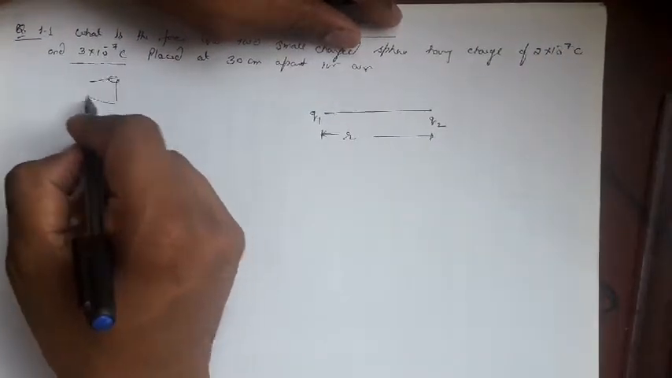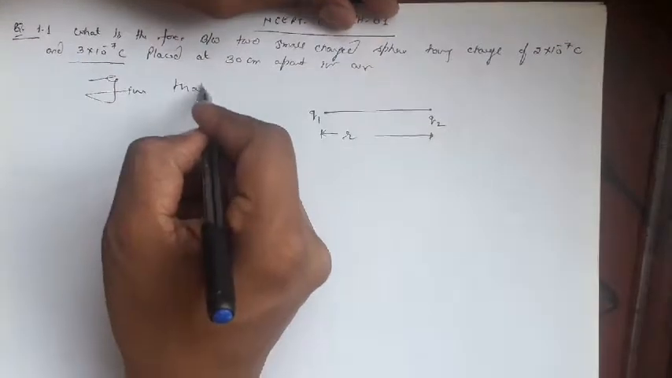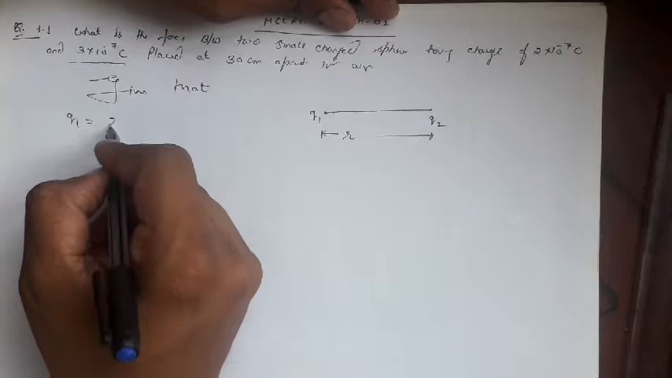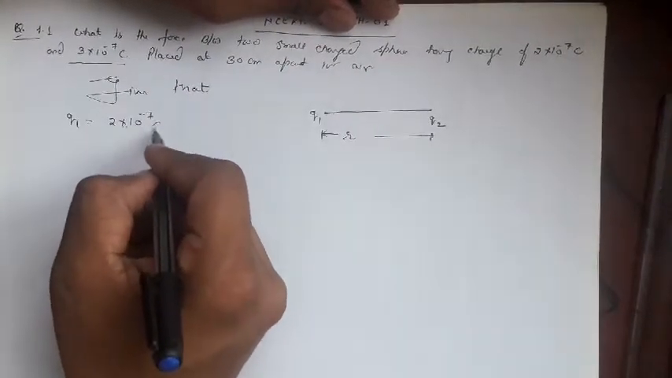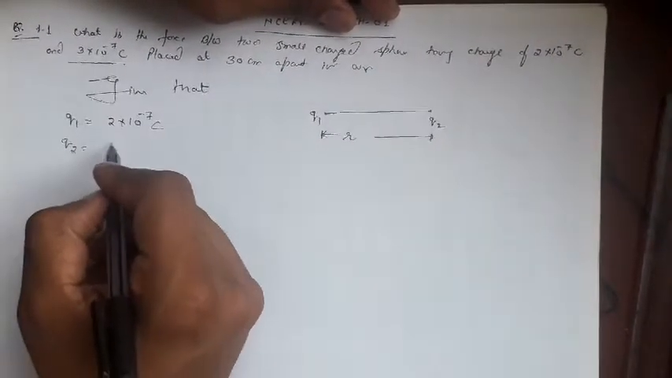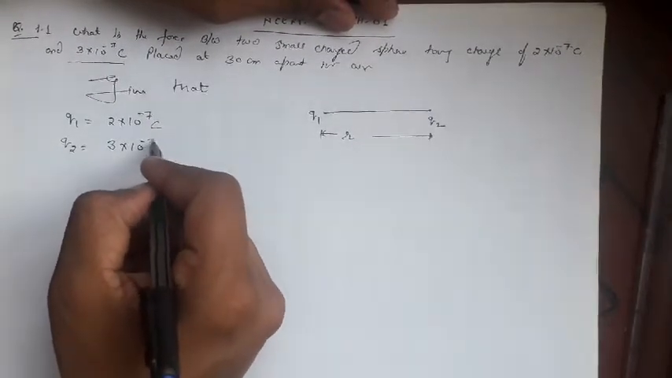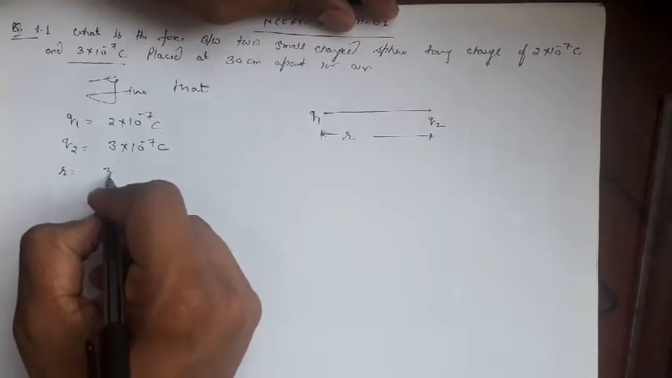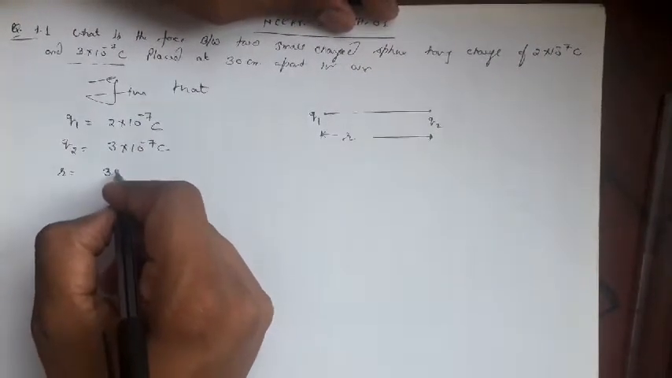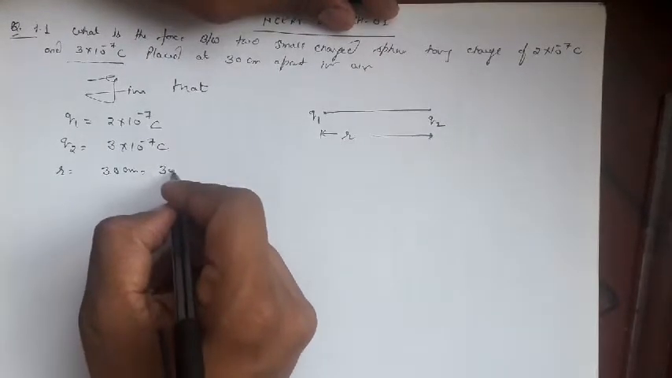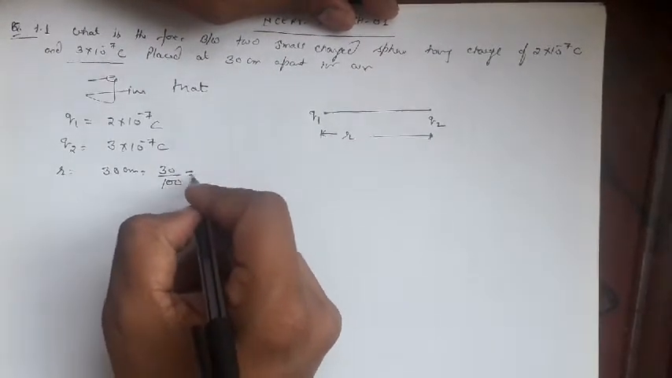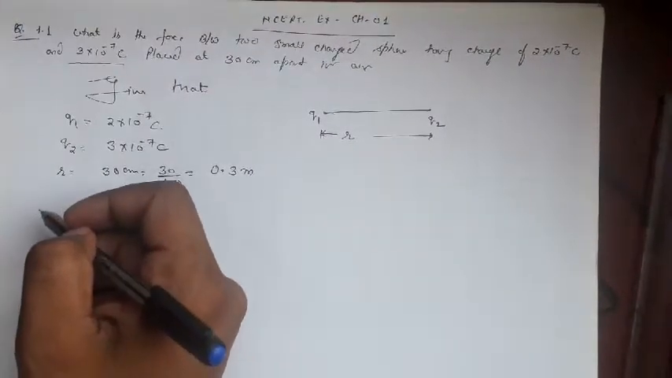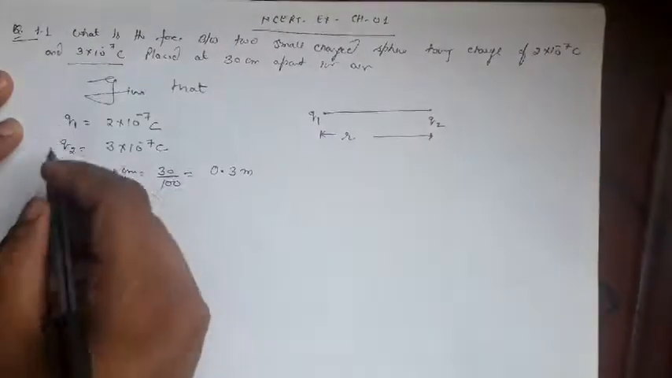Given that Q1 is 2 × 10^-7 coulomb and Q2 is 3 × 10^-7 coulomb, and the separation between them, R, is 30 centimeters, or 30 divided by 100 converted to meters, which is 0.3 meter. Now find the force between them.